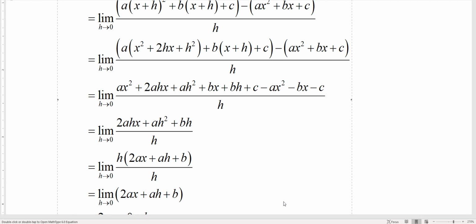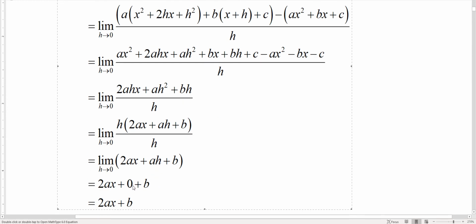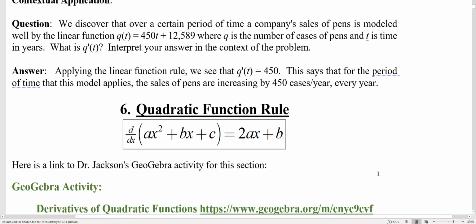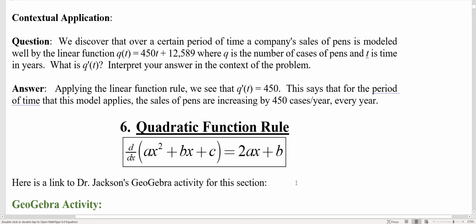We can use our limit property that says the limit of the sum is the sum of the limits. So we can take the limit of this piece, and this piece as h approaches 0, and we know that this one is a continuous function, so we can just let h be 0 right there. So finally, we can actually plug all 0 in for the h's. And of course, we can just get rid of that part, and we end up with 2ax plus b. And so that proves our derivative rule, which is right here. The derivative of ax squared plus bx plus c equals 2ax plus b.